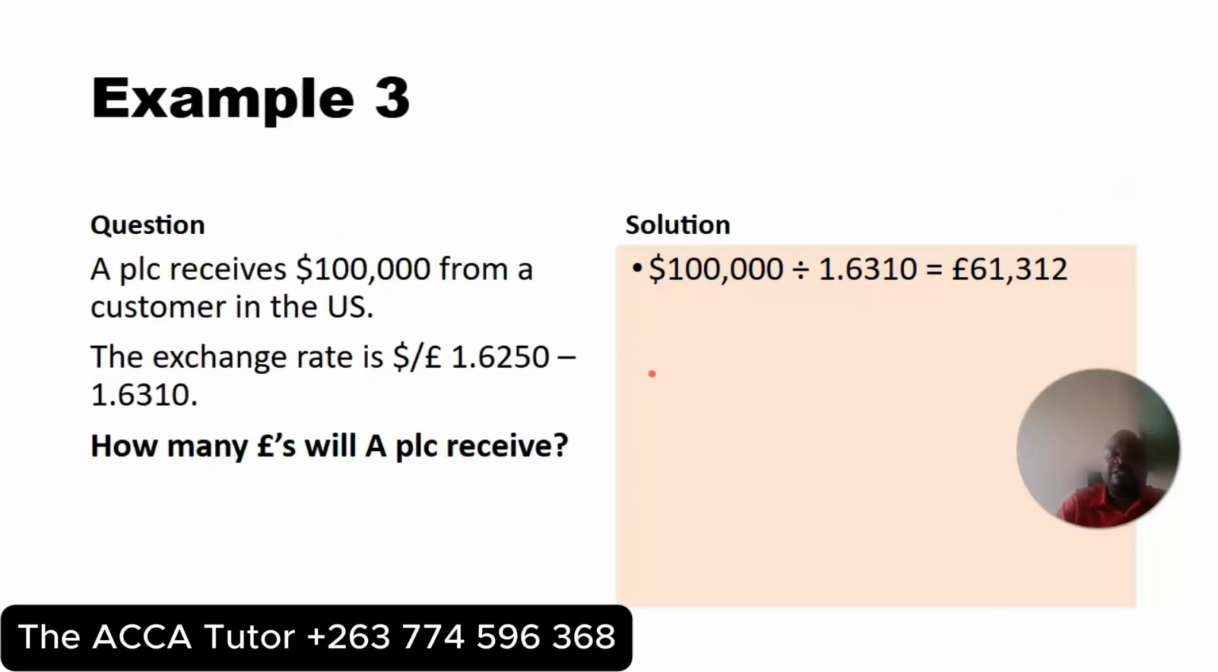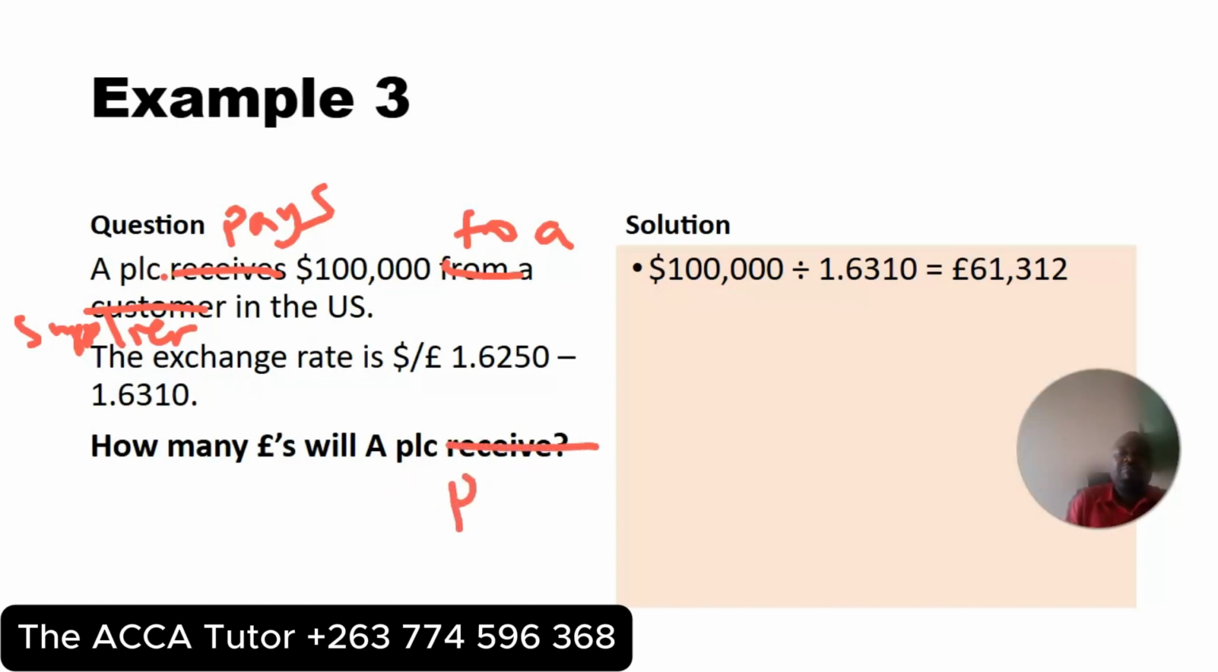Let's say this was a payment, right? PLC pays 100,000 to a supplier. This time they are paying to a supplier in the US. The exchange rates are just as they are. So which rate do you think, how many pounds will PLC pay? So using the same rate, what rate are they going to use?